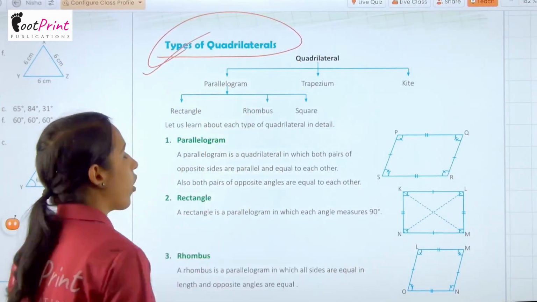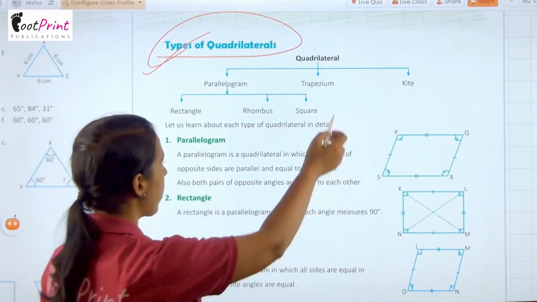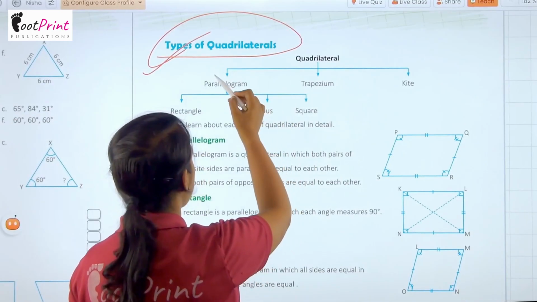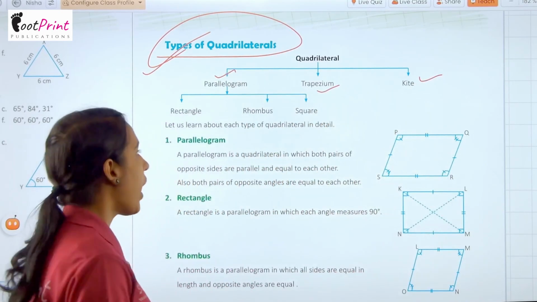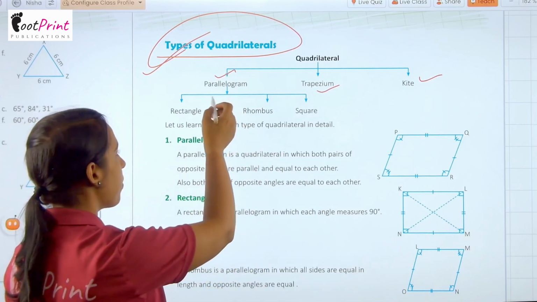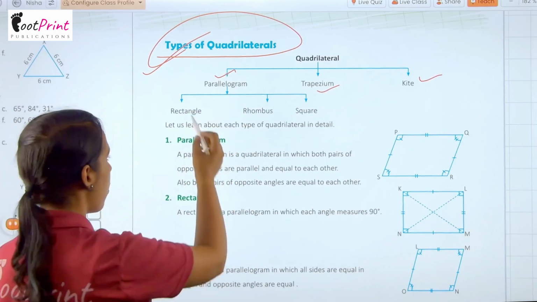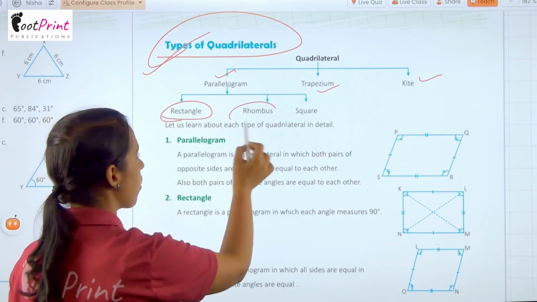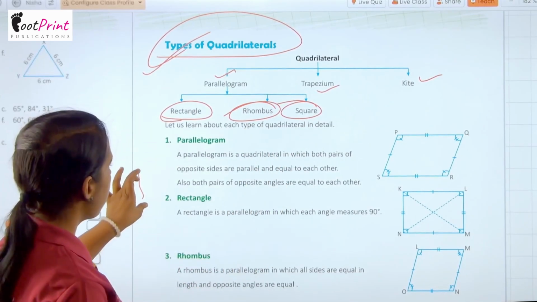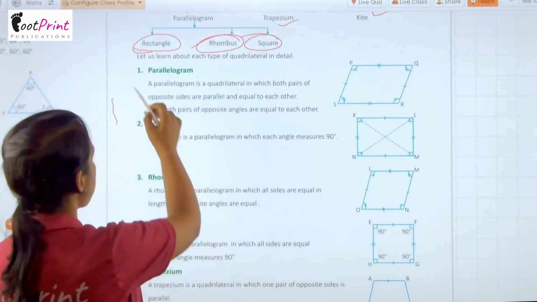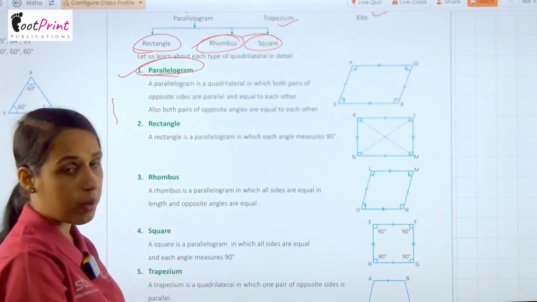Now we will learn about types of quadrilateral. How many types of quadrilateral do we have? So we have parallelogram, trapezium and kite. And we have subdivided parallelogram also. In this we have rectangle, rhombus and square. So let's learn about it. First one is parallelogram. So what is a parallelogram? Let's see here.